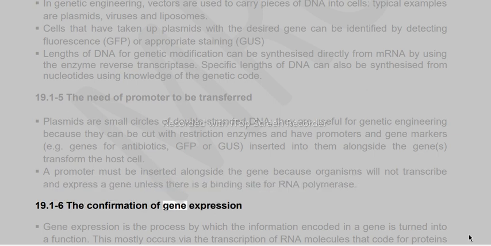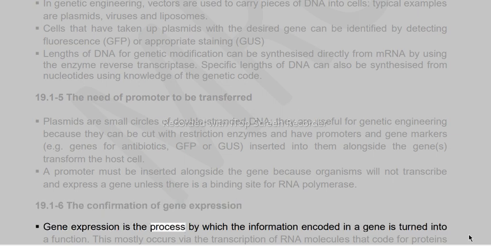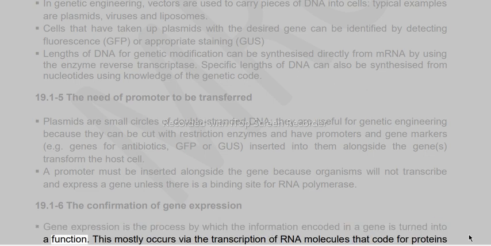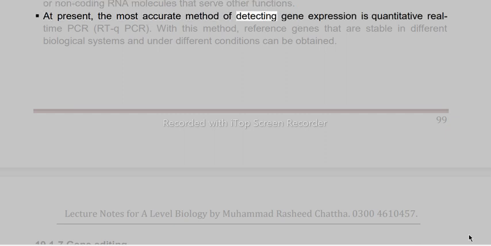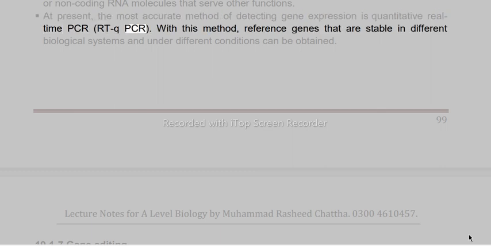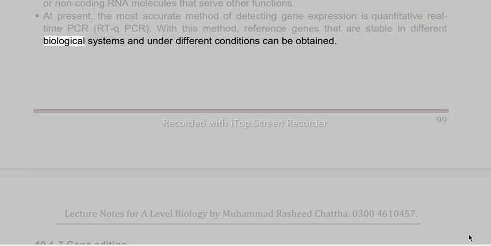19.1-6 The confirmation of gene expression. Gene expression is the process by which the information encoded in a gene is turned into a function. This mostly occurs via the transcription of RNA molecules that code for proteins or non-coding RNA molecules that serve other functions. At present, the most accurate method of detecting gene expression is quantitative real-time PCR, RT-qPCR. With this method, reference genes that are stable in different biological systems and under different conditions can be obtained.